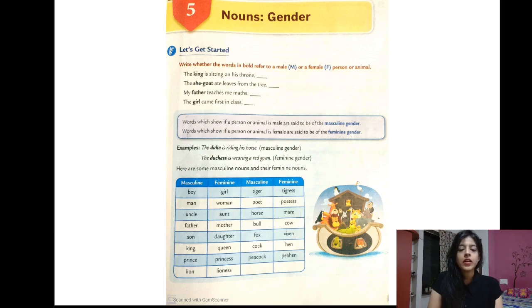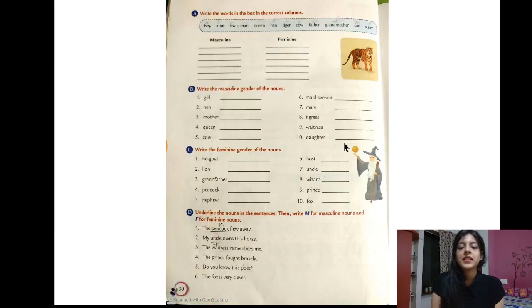So you have to solve the remaining two. Let's solve exercise A. Write down the words in the box in the correct columns. So there are some words in the table. You have to write the masculine gender and the feminine gender. I'll do two for you. A boy is masculine. An aunt is feminine. I have given you all the examples, so you have to differentiate and write in the correct columns.